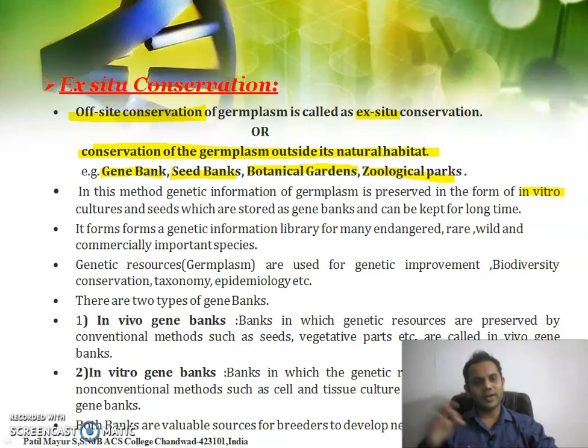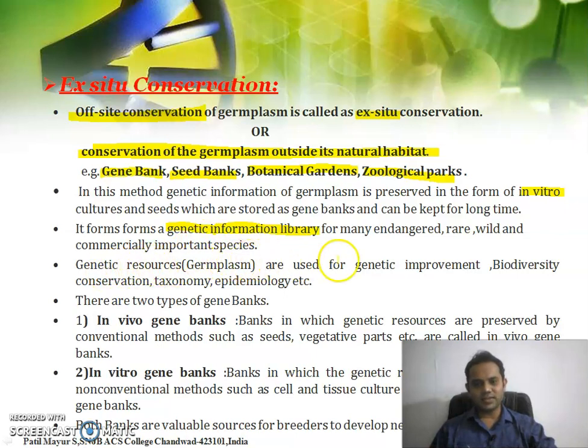In vitro means what? In vitreous, vitreous means glass. In vitro means in lab condition. Vitreous glasswares we use in the lab. So here we have to preserve the germplasm in a laboratory. Therefore, it is considered an ex situ conservation method, outside the natural habitat. Then it can form a genetic information library which can be beneficial for many endangered, rare, wild and commercial species.